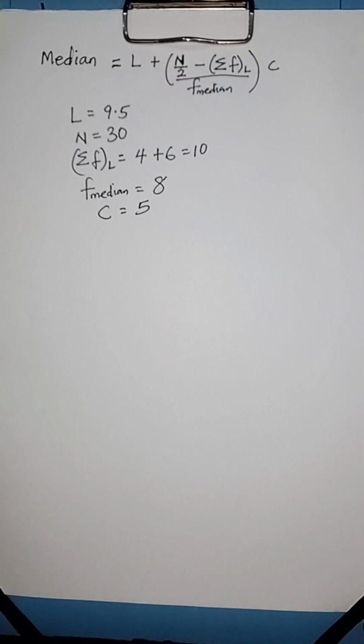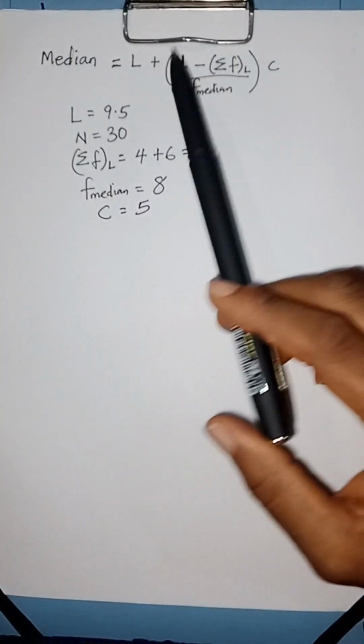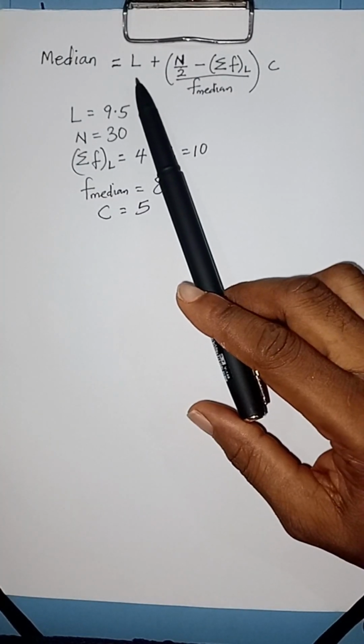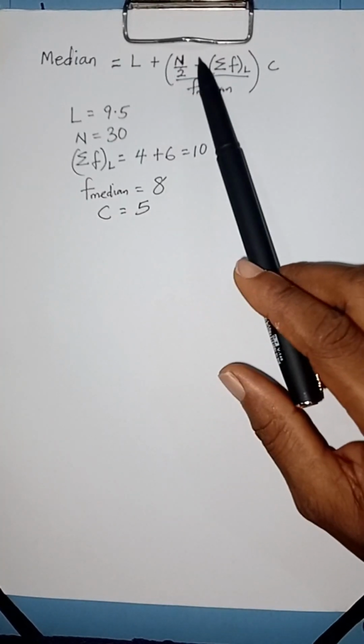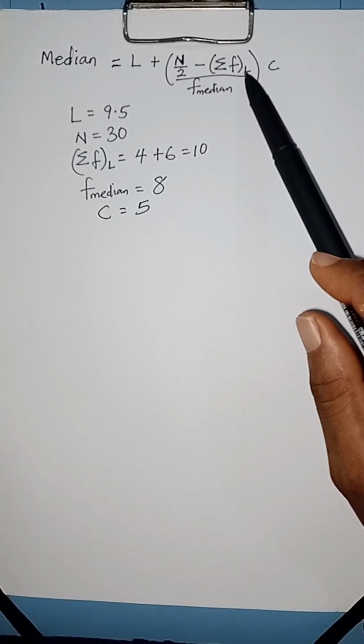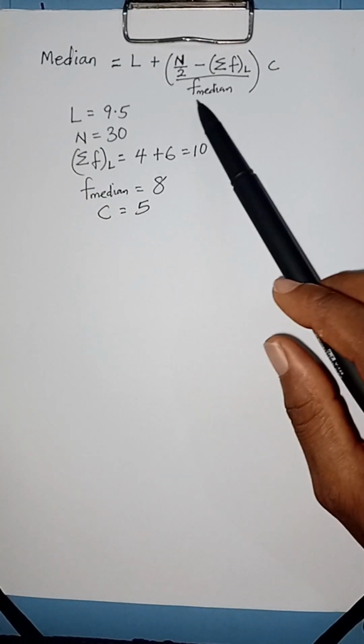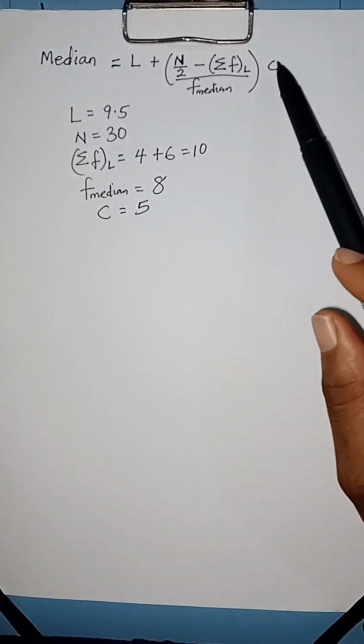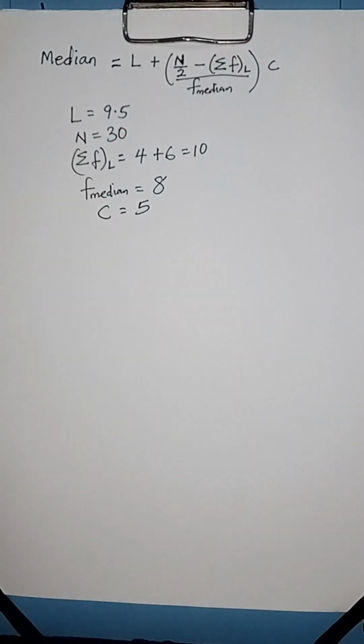Now let's solve for the median. There is a formula for solving for the median of grouped data, and that's the formula you have here. Median is equal to uppercase L, or capital letter L, plus, open bracket, n divided by 2 minus summation f of the sub L, divided by the frequency of the median, close bracket, and then your C. Now, what do all of these values stand for? I'm going to give them to you. Just be patient. At the end of the class, I'll write them out so that you get to know what they stand for, both for the mode and the median.